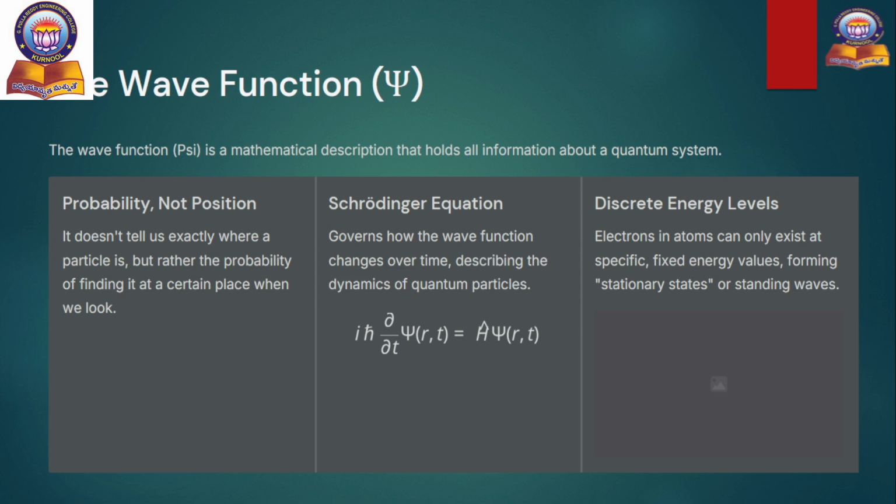And next one is about discrete energy levels. The electrons in atoms can only exist at specific fixed energy values, forming stationary states or standing waves. All these can be defined using the concept of the wave function.